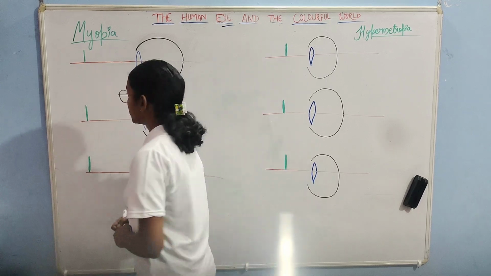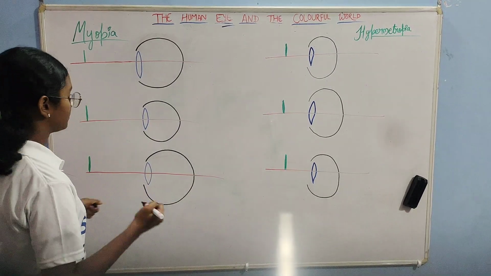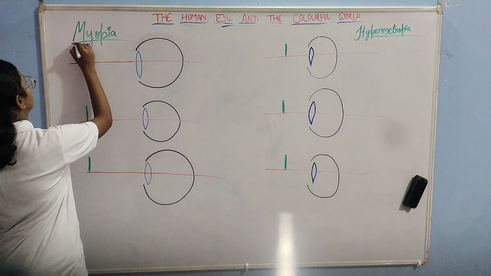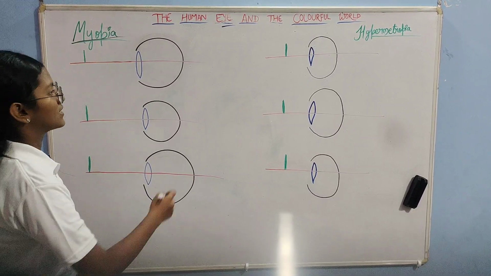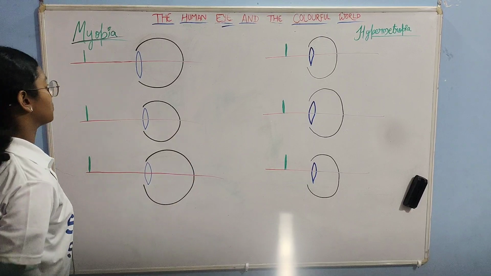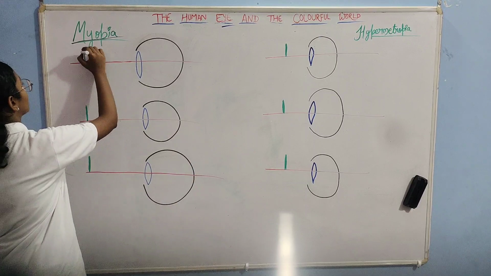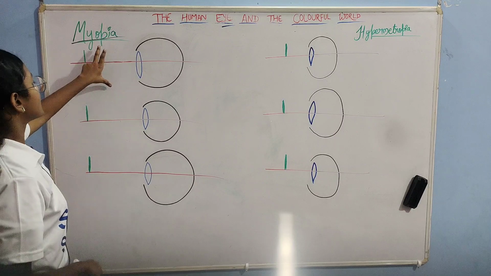In this video, we will talk about defects of the eye. Now we will discuss two types of defects in eyes. First is myopia and the second is hypermetropia. So first, let's discuss myopia. What actually happens in myopia?